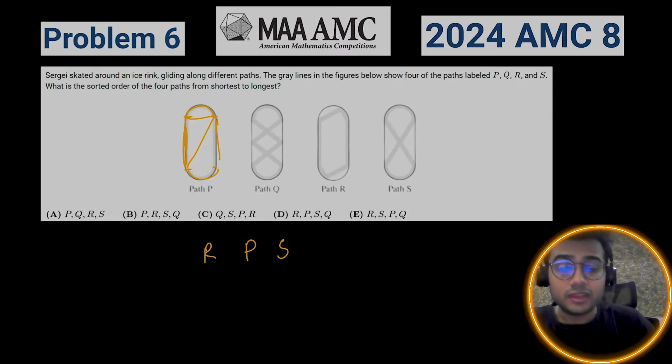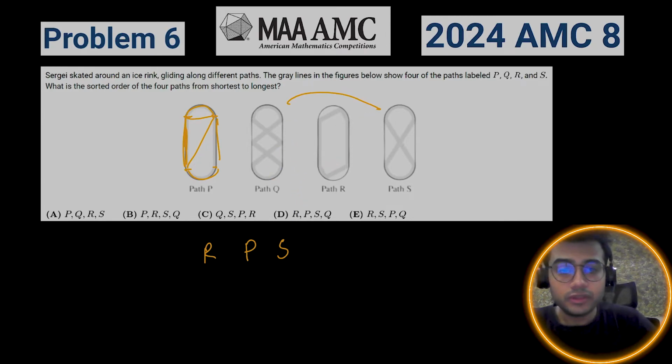Now this is enough for us to find the right answer, because we know that the order has to be R, P, and S, and Q is definitely going to be longer than P, so it's also going to be here. But we can compare Q and S as well.